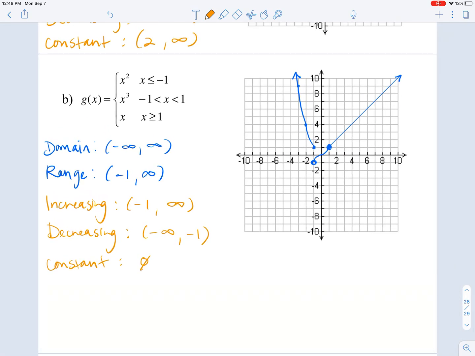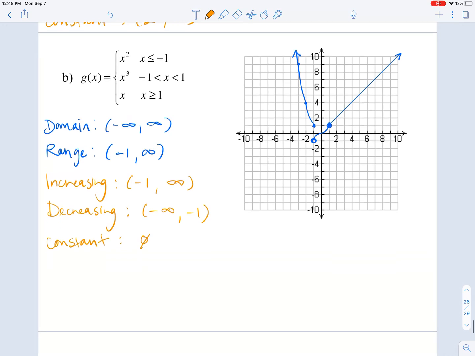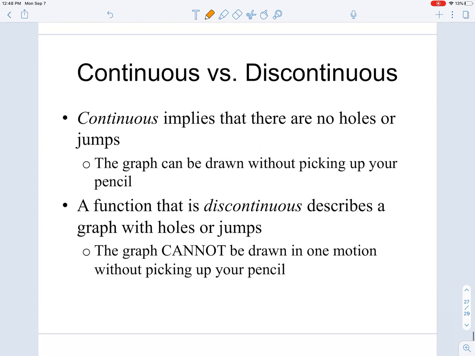Okay. Now, if there were multiple open intervals where the graph was increasing or decreasing or constant, I would just separate those intervals with a comma. And we can discuss more in class why that is, instead of using a union.